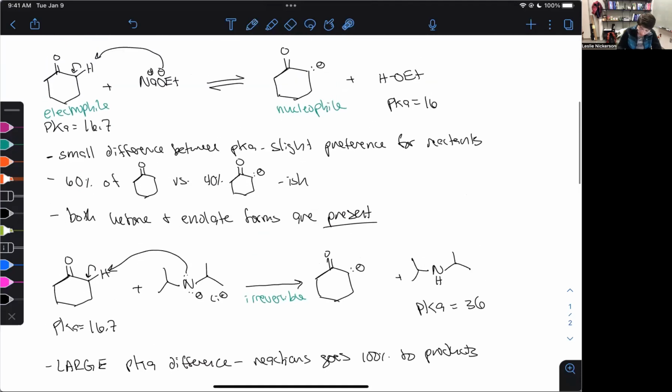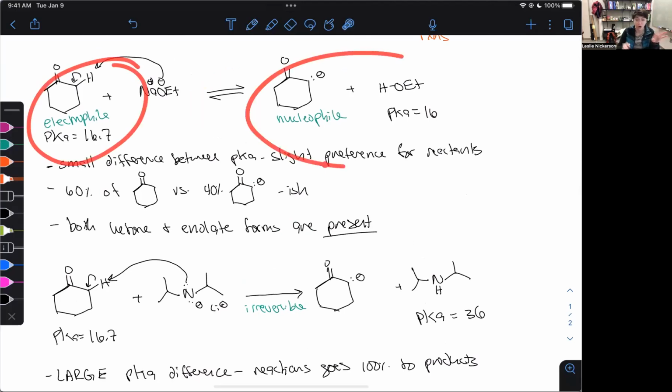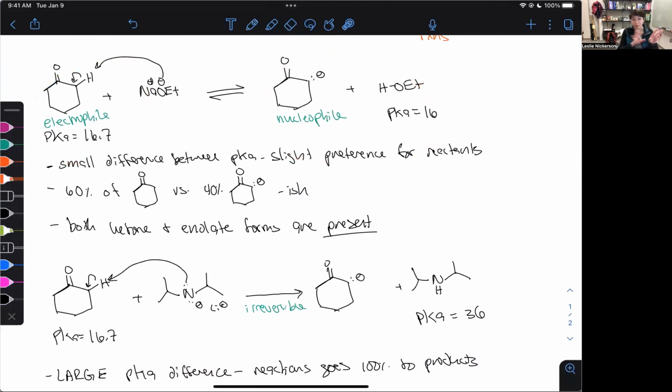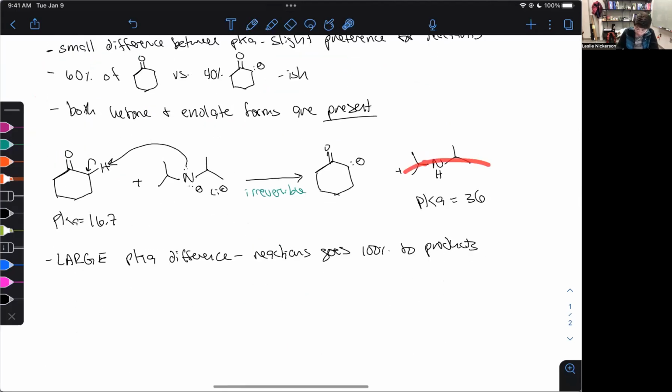Whereas up here, this equilibrium arrow is definitely correct because we're not going to have 100% of either side. We're going to be floating in between them at some dynamic equilibrium. In this one, though, since our pKa differences are huge, we're going 100% to product, completely to the product side. So we're going to have only enolate present, and no ketone. We're getting full conversion to that enolate, and there is no equilibrium here.